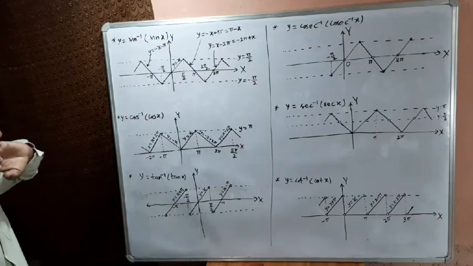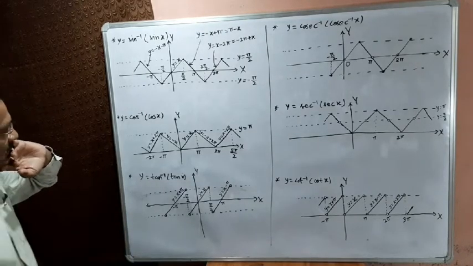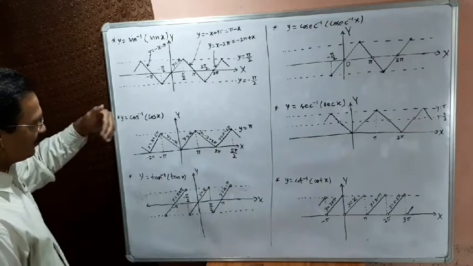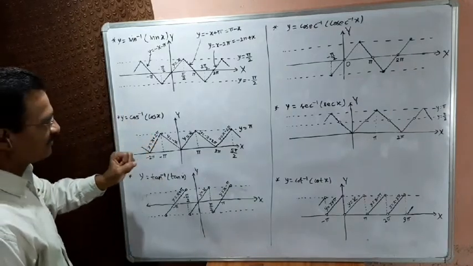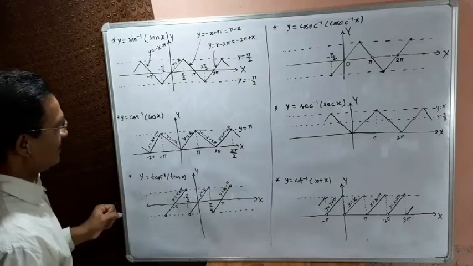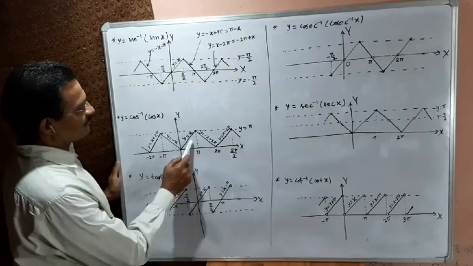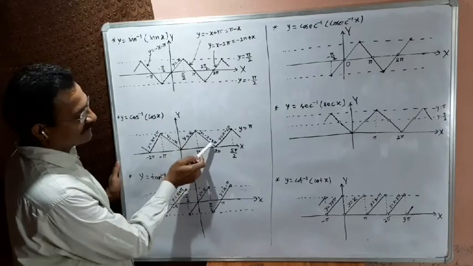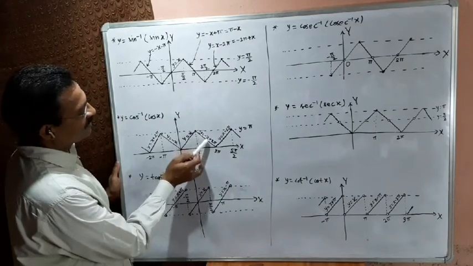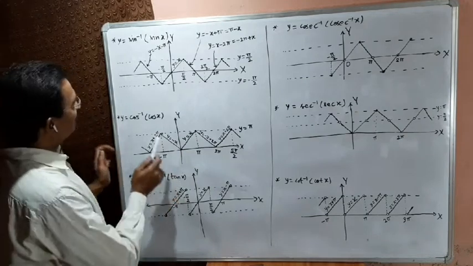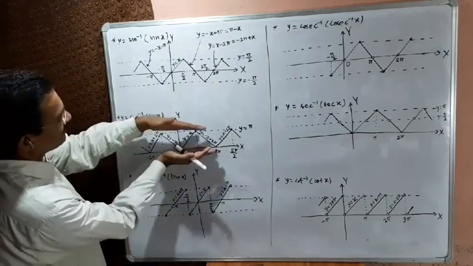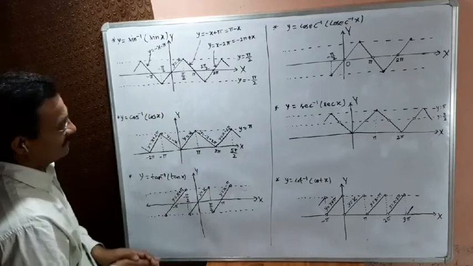Similarly, I had also tried to trace the graph of cos inverse of cos x in the previous video. Y equals x, and then like this you may observe the equation of this will be y equals -x plus 2 pi, because the principal value of cos inverse always lies between 0 to pi.